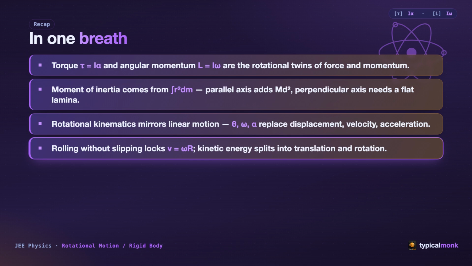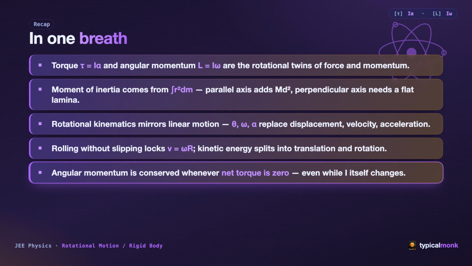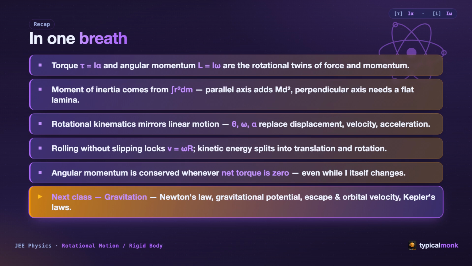Rolling without slipping locks v equals omega r, and kinetic energy splits into translation, 1/2 mv squared, and rotation, 1/2 I omega squared. Angular momentum is conserved whenever the net external torque is 0, even while the moment of inertia itself changes. And next class, we lift off into gravitation, Newton's law of gravitation, gravitational potential, escape and orbital velocity, and Kepler's laws of planetary motion. This is where rotation meets the cosmos.